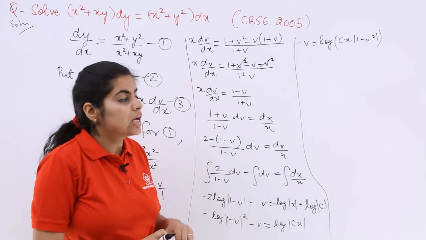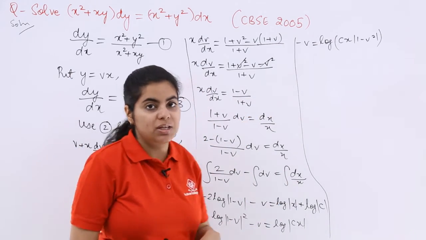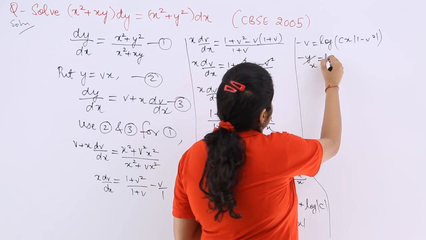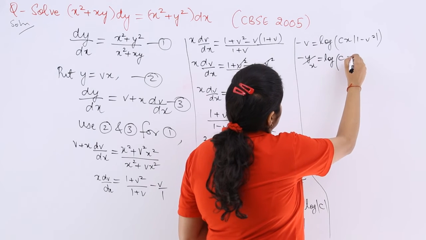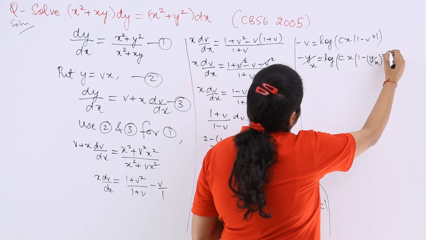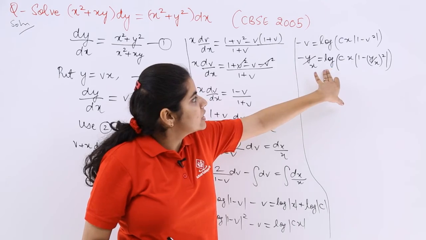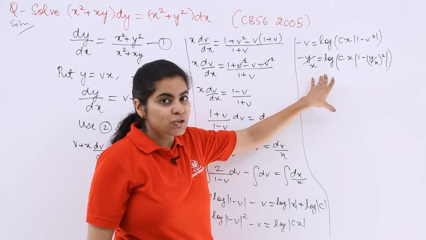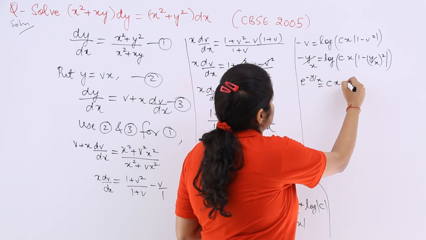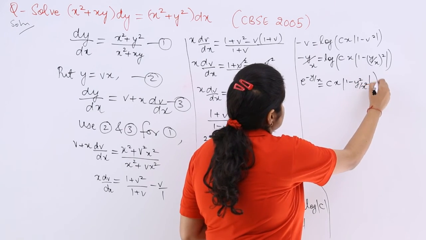Either you can do it like this, or just in case, here only you can substitute the value of v. Now what is v? V is y upon x. So it is minus y over x, which is equal to log cx (1 minus y over x) whole square. Now see what should be done. Now directly you can write it as e raised to the power. Now this log should not come. So what we do is e raised to the power minus y by x is equal to cx mod (1 minus y over x) whole square, which should be broken up like this.